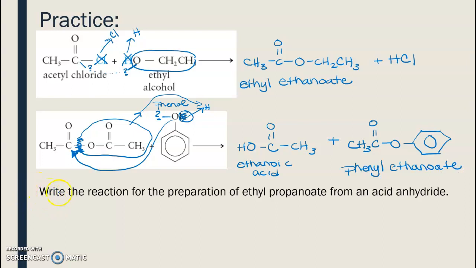And finally, write the reaction for the preparation of ethyl propanoate from an acid anhydride. So there are some key words in this practice problem. So we have "from." So "from" means that this needs to be my reactant.